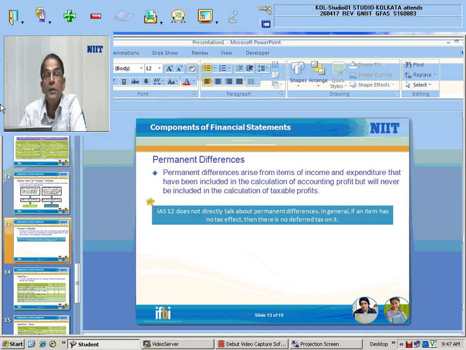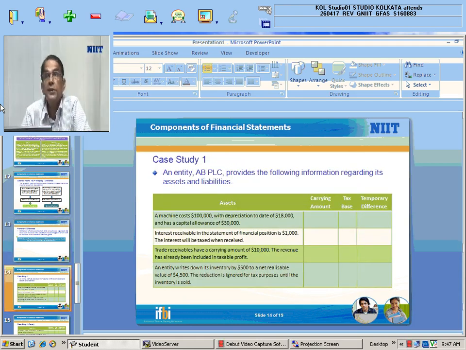But permanent difference doesn't contribute to any deferred tax asset or liability. Only taxable temporary difference or deductible temporary difference can contribute to deferred tax liability or deferred tax asset. So let's look at an example, case study 1. Let's try to understand the temporary differences in these cases.